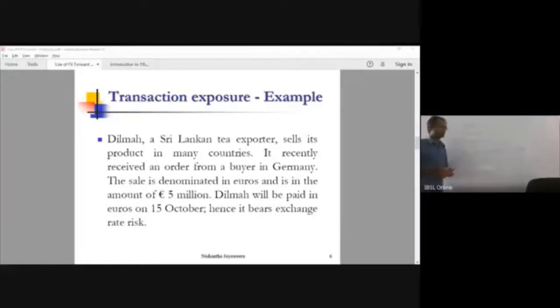That sort of risk we call translation risk. Sorry, transaction risk. We call it transaction risk: the risk arising due to a transaction which involves foreign exchange.